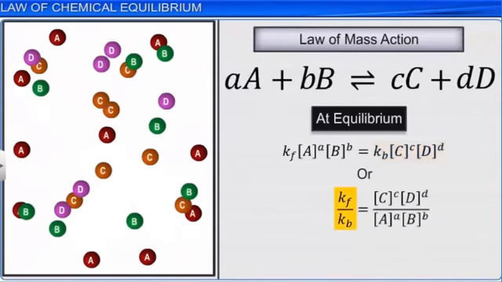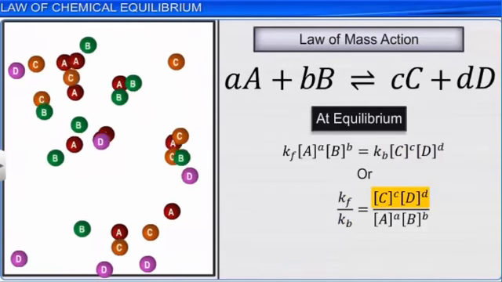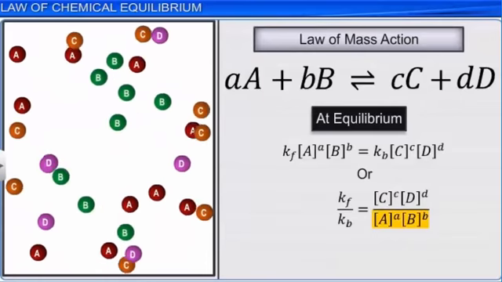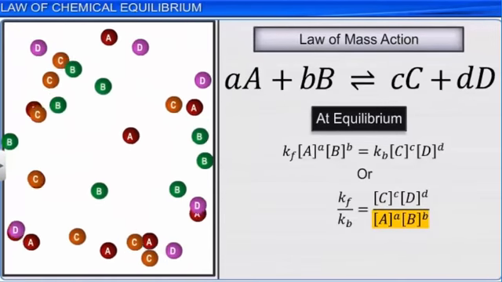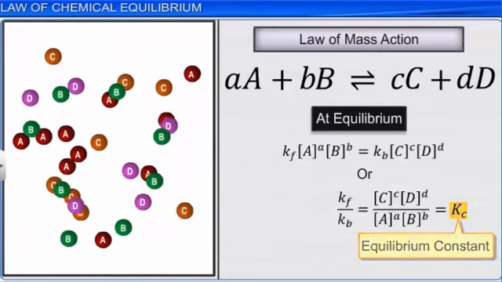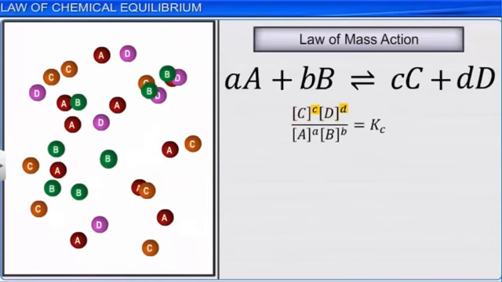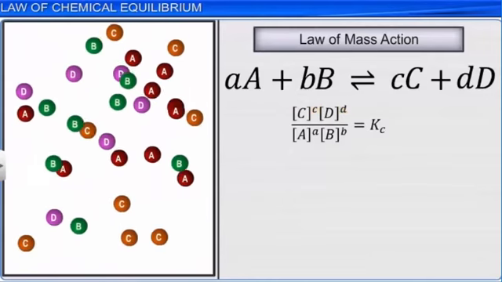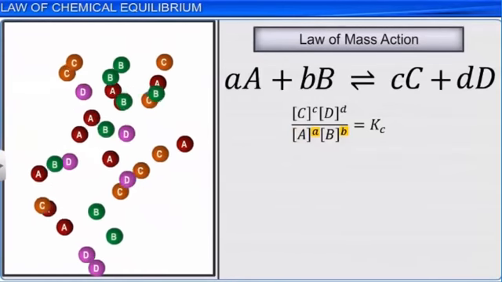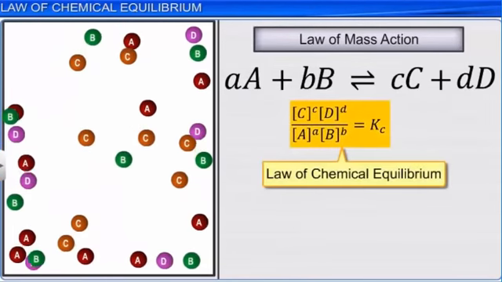This can be written as Kf divided by Kb is equal to the product of the concentrations of the products C raised to the power of c and D raised to the power of d, divided by the product of the concentrations of the reactants A raised to the power of a and B raised to the power of b. This is equal to the equilibrium constant Kc. Hence, the product of the concentrations of the reaction products raised to their respective stoichiometric coefficients in the balanced chemical equation, divided by the product of the concentrations of the reactants raised to their respective stoichiometric coefficients, has a constant value at a given temperature. This is known as the equilibrium law or the law of chemical equilibrium.